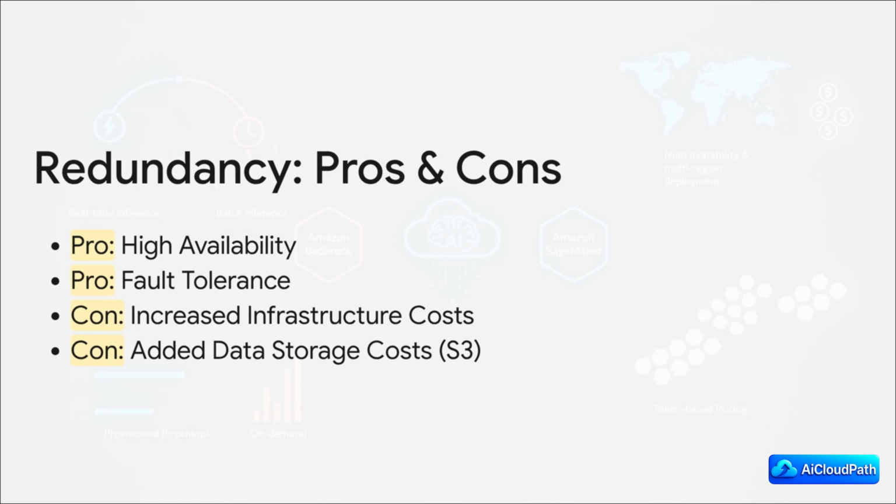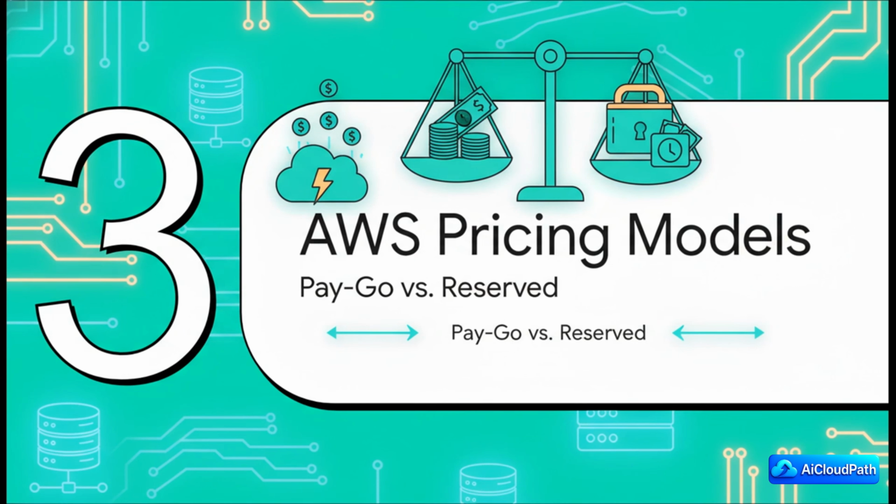It's really just an insurance policy, and you have to decide how much coverage you can truly afford. All right, let's get down to the brass tacks, the money. How do you actually pay for all this stuff? AWS gives you two main models, and which one you choose really depends on how predictable your workload is.